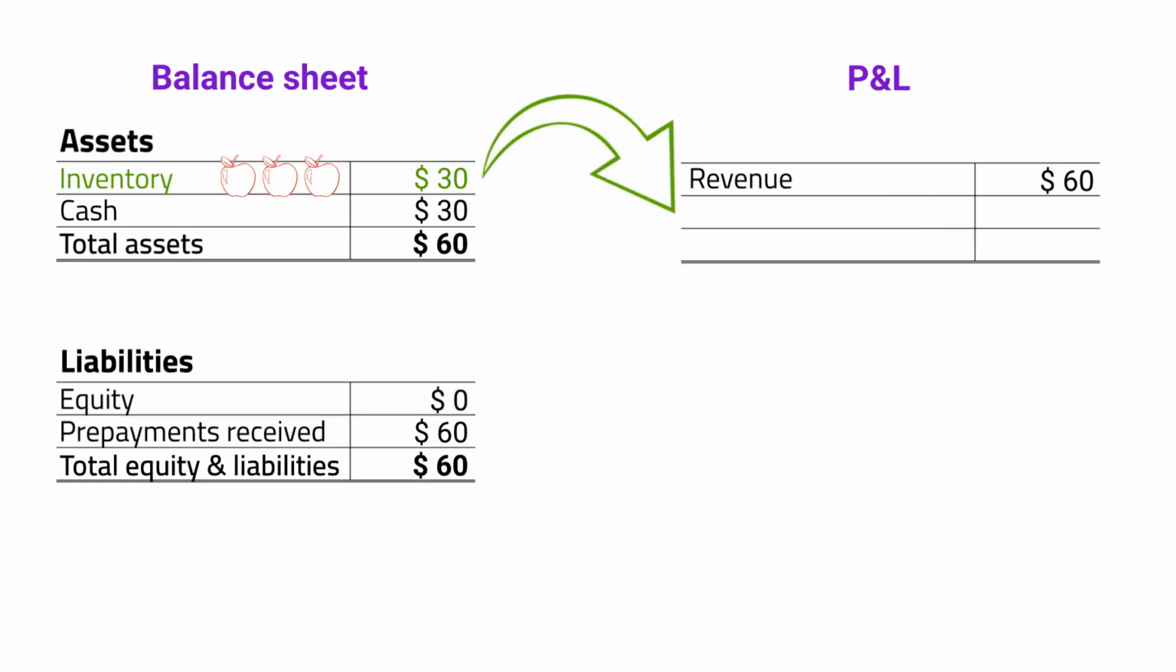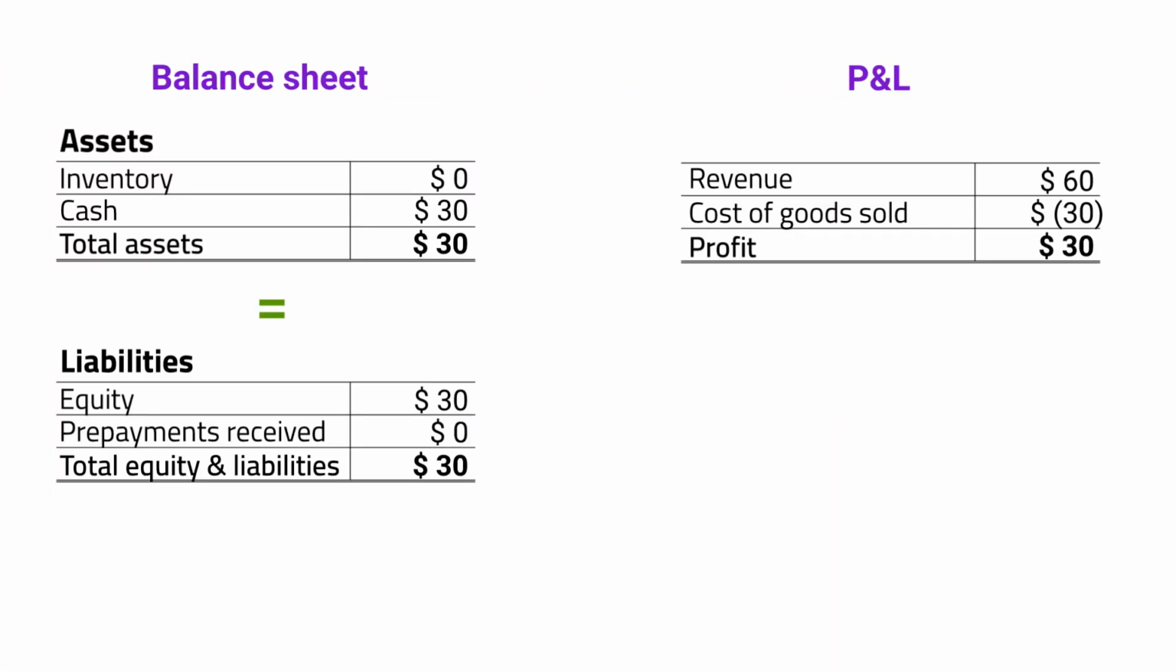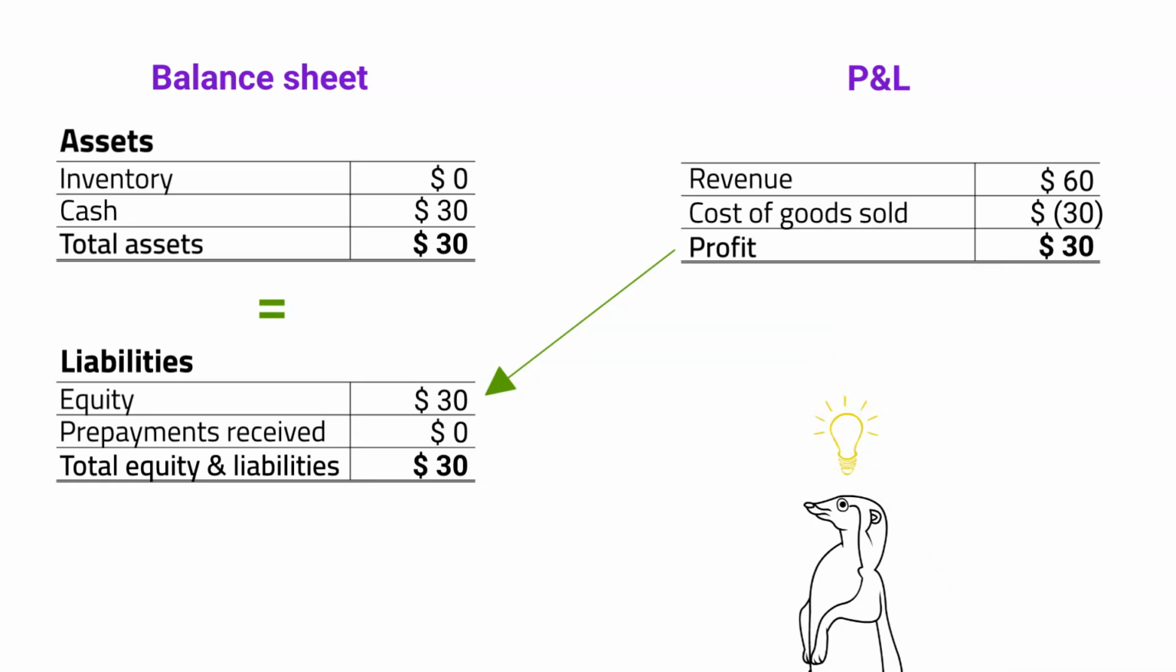The cost of goods sold is normally coming from inventory. So, when you sell apples, you take them out of inventory and move them into COGS. The net profit goes into equity. Through all of this, we ensure that everything stays in balance and nothing escapes our P&L or balance sheet unnoticed.